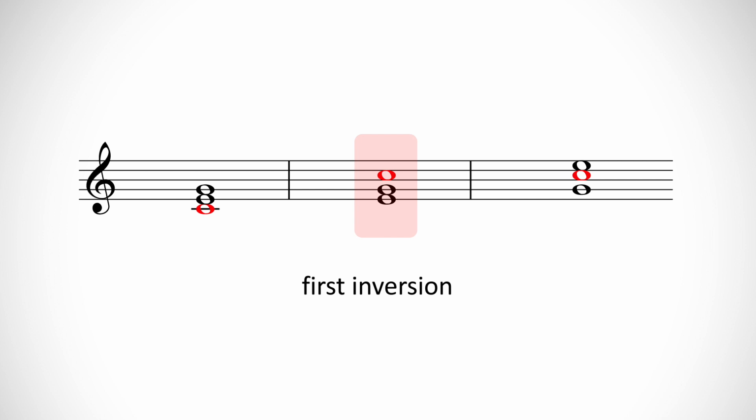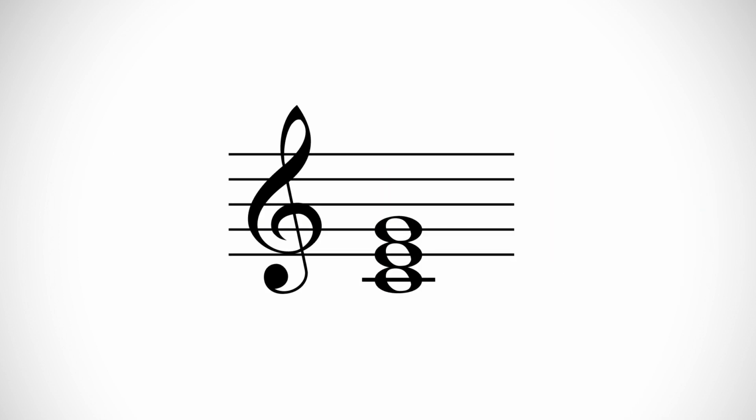If you change this first inversion chord again and move the third, here E, to the top, and leave the fifth, G, in the bass, what we get is second inversion. This chord is shown on the right. Now let's hear and see each one individually.